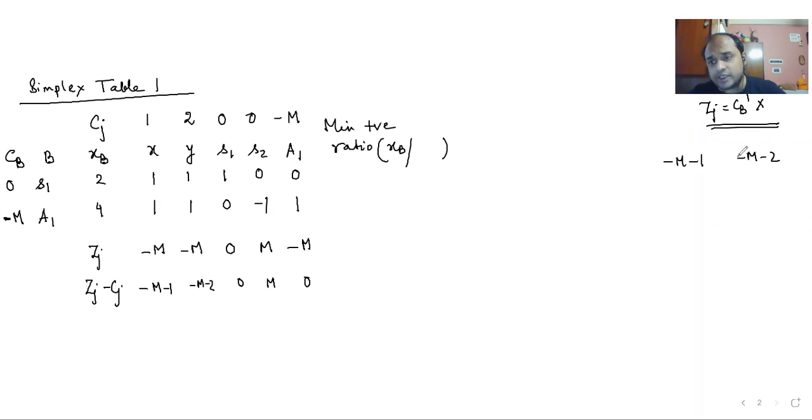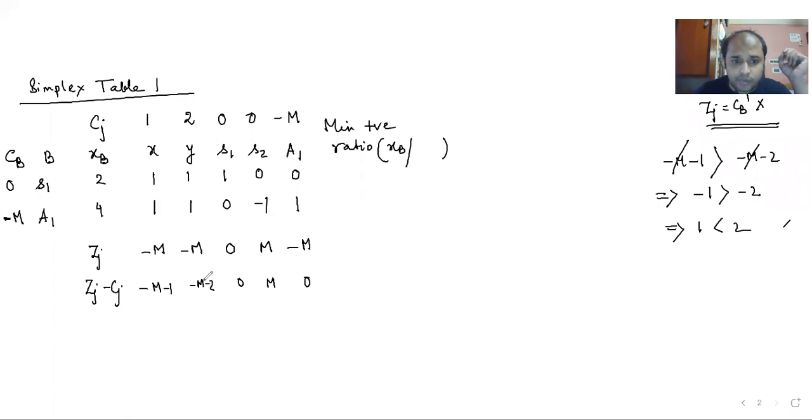Which one is the most negative? I think minus M minus 2 is the most negative. So let us try to see it. If I cancel M, we will get minus 1 greater than minus 2, which implies 1 less than 2. So minus M minus 2 is the most negative number. So we'll put an arrow mark over here, which indicates that this is the pivot column, and this variable is the entering variable.